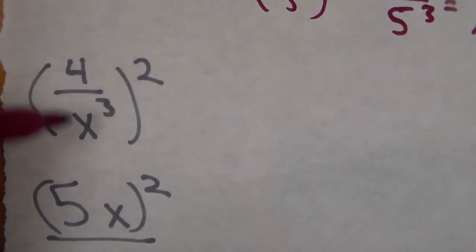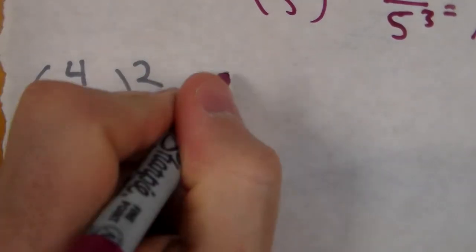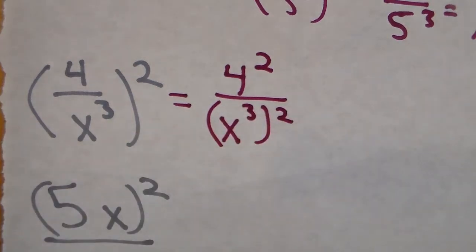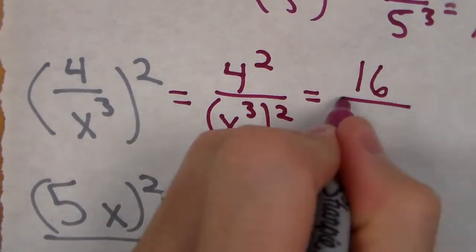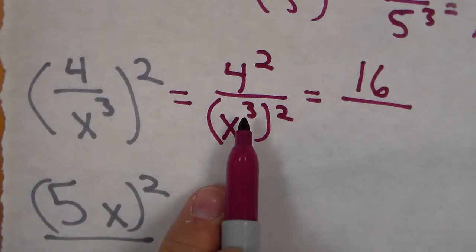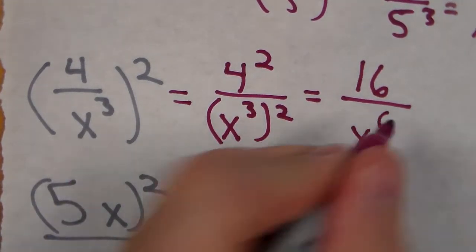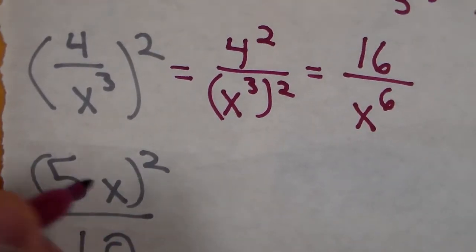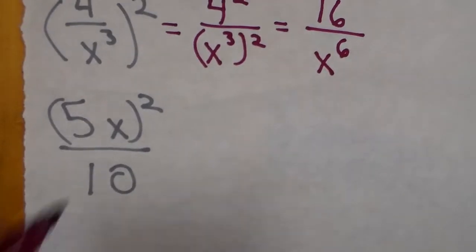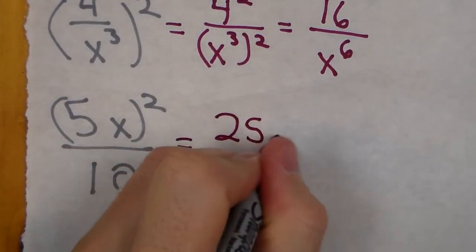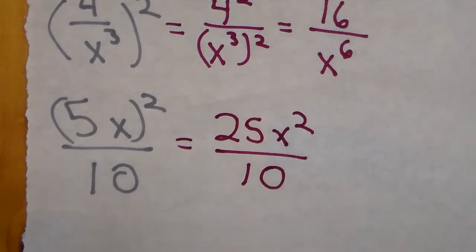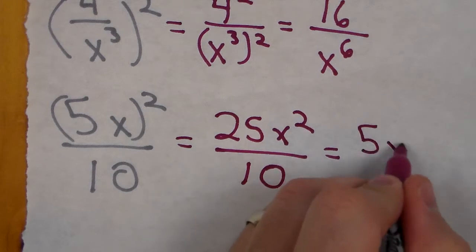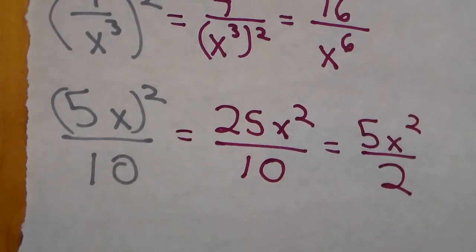If I had 4x over x to the third, squared, it's going to become 4 squared over x to the third squared, which the top is then 16, and the bottom, like we talked about in the previous section, it's going to be 3 times 2, or x to the 6th. If I had 5x, that quantity squared, over 10, it's going to be 25x squared over 10, which we can look and simplify a little bit further. 25 over 10, we can divide both by 5, and it becomes 5x squared over 2.